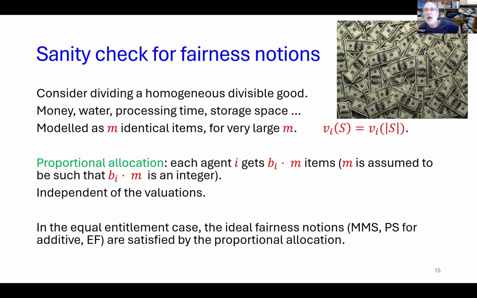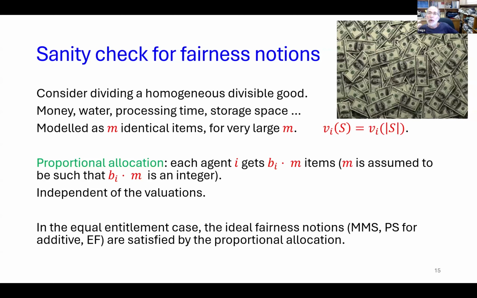Or money. So we can model a large homogeneous divisible good as many identical items. Think of m, for very large m, $100 bills. For very large m, a big pile of money. And it's divisible. You can divide it into arbitrarily small parts.